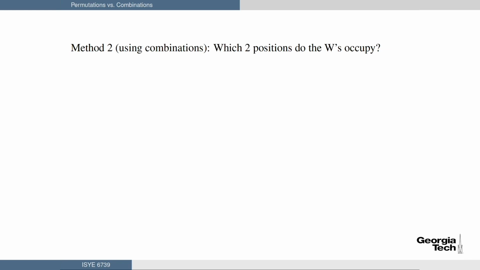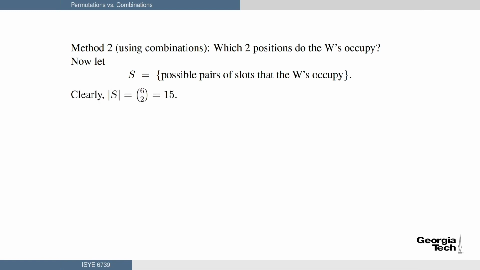Method 2, using combinations. So here, when I do the problem, I'm going to think about which 2 positions the whites occupy. So now I'm going to redefine the sample space to be the possible pairs of slots that the W's occupy. So these are pairs of slots out of 6 potential slots. And so clearly, the size of the sample space is 6 choose 2. How many ways can I pick a pair of slots out of 6? 6 choose 2 equals 15.